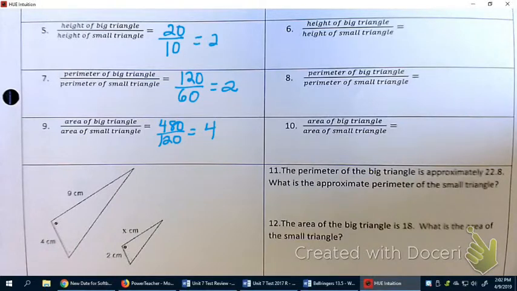Now from 7 to 9, to get from the 2 to the 4, there's lots of things that could happen. We could add 2, we could multiply by 2, we could square 2, all of those equal 4. So we're going to look at what happens from 8 to 10 to try to figure out what the relationship is, okay? So number 6. Peyton, what's the big and the small triangle that we're going to divide in number 6? 10 and 20. We're looking at the triangles up above on the right.